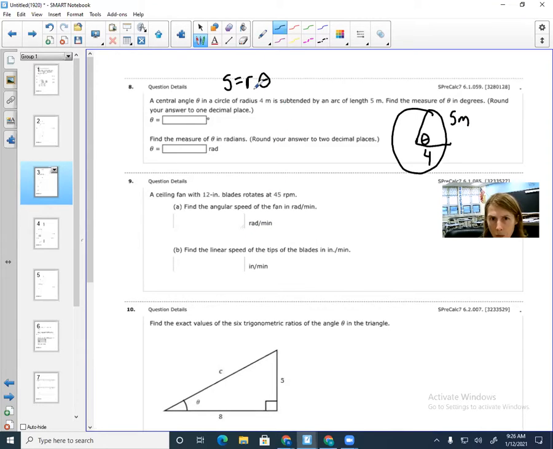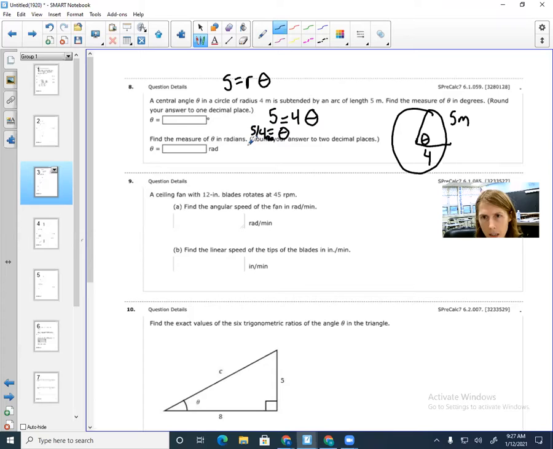So my radius is 4. I'm gonna go ahead and put 4 in. I do not know what my measure is, and I know my arc length is 5. All right, so you're gonna go ahead and divide. Now, I'm gonna go ahead and write this down, 5/4. But I want you to think about this for a second. And I'm gonna put radians.